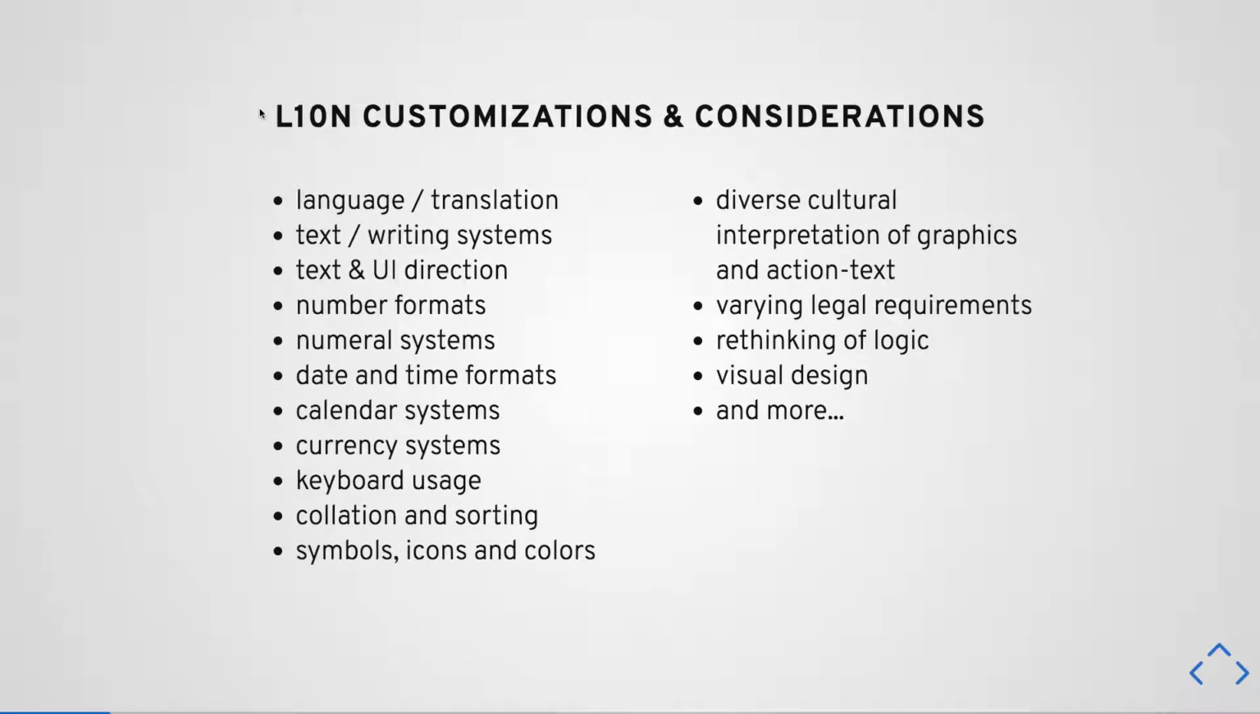And like Gordon mentioned earlier, it's bigger than just translating content, right? We're talking about translation, but there's also text and UI direction, number formats, number systems, date, time, calendar, currency, different types of keyboards and input systems, sorting. All these things, when you're going to a specific locale, are things you need to consider. It's a bigger problem than just taking English words and making them a different language. Does that make sense? Questions, comments? There's no particular order here.